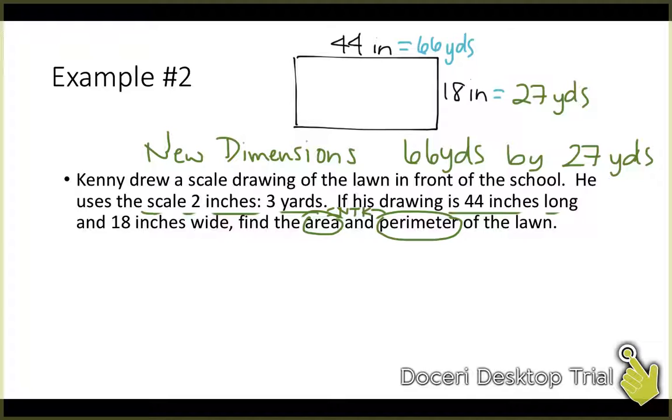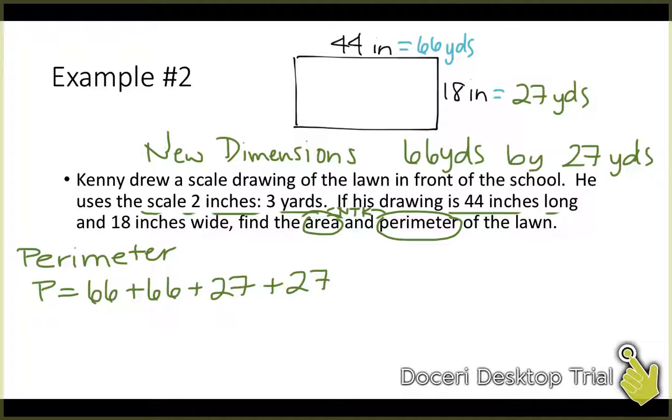So I always like to start with perimeter, but it's up to you. In order to find the perimeter, remember, we're going to add all of the sides up. So my perimeter is going to be equal to 66 plus 66 plus 27 plus 27. I'm going to put that in my calculator: 66 plus 27 plus 66. And I get 186 yards. Okay, so I have found the perimeter of the actual lawn. So I'm trying to find the real lawn.